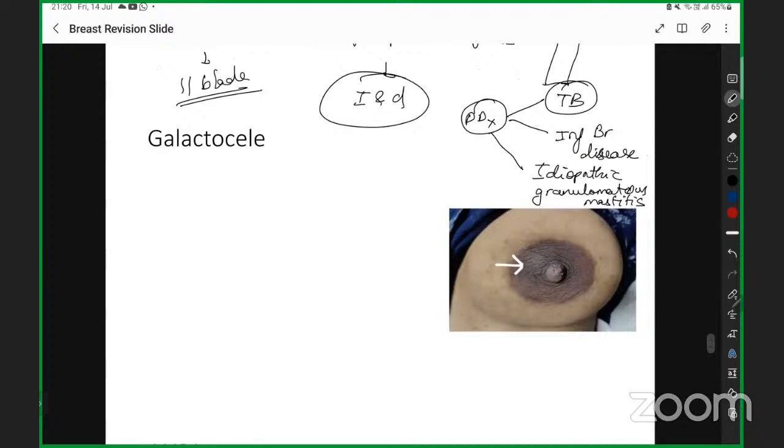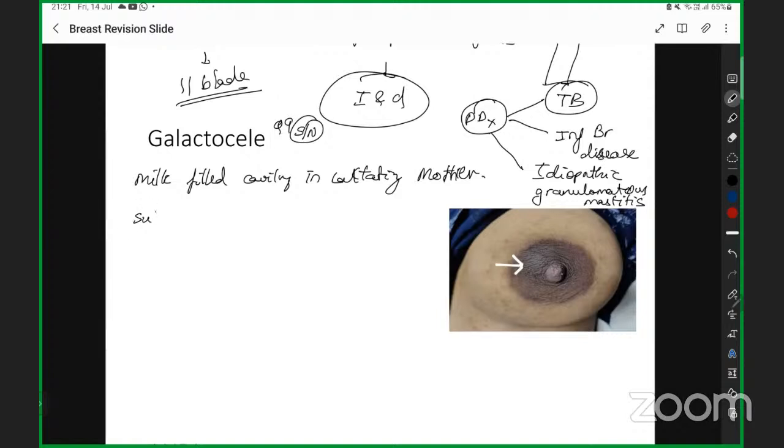Okay, now let's move on to the next one, that is galactocele. Galactocele is an important short note that is asked in your university exam. So what is a galactocele? It is nothing but a milk-filled cavity in a lactating mother. So it is called a galactocele. Usually it is going to be subareolar, and it will be unilateral in nature.